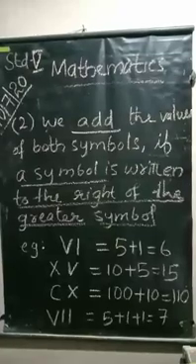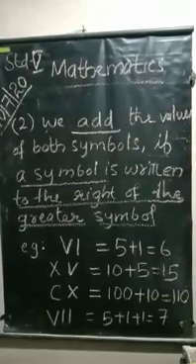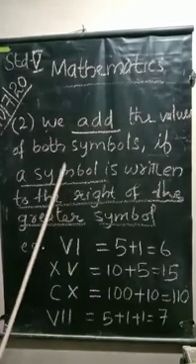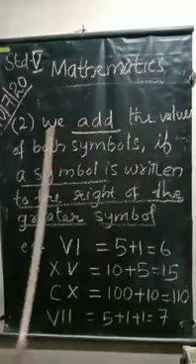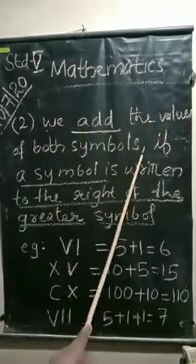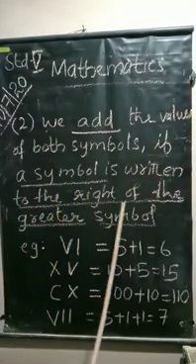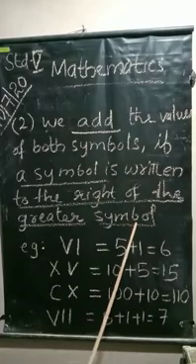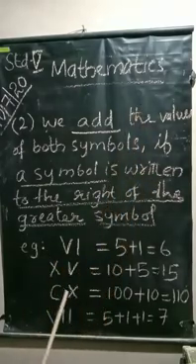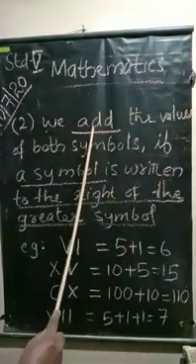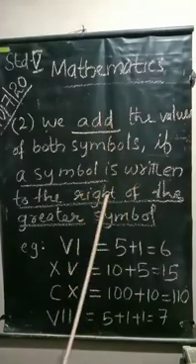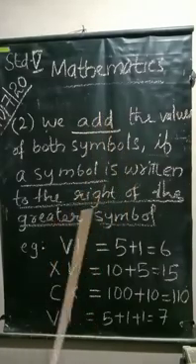Children, here we have the second rule. What is the second rule? We add the values of both the symbols if a symbol is written to the right of the greater symbol.